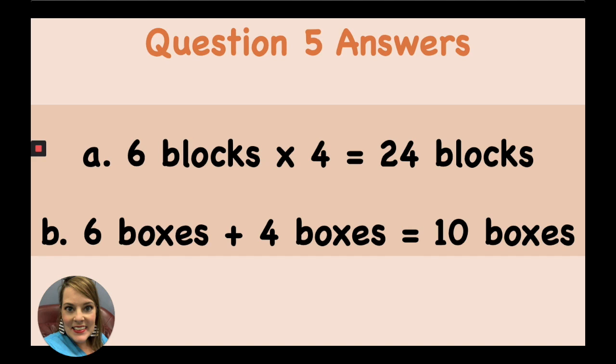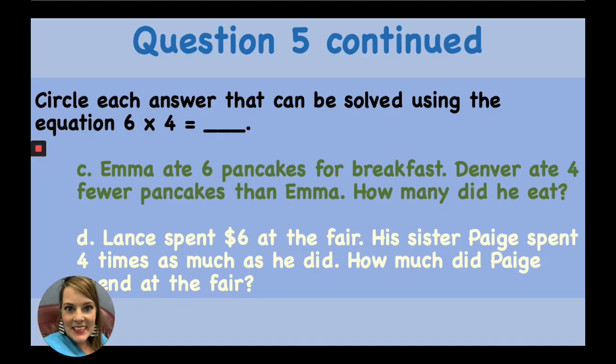Now let's look at questions C and D. C, Emma ate 6 pancakes for breakfast. Denver ate 4 fewer pancakes than Emma. How many did he eat? D, Lance spent $6 at the fair. His sister Paige spent 4 times as much as he did. How much did Paige spend at the fair? If you are able to pause the video, please do so now so that you can solve letters C and D of this problem on your own before I show you my answers.